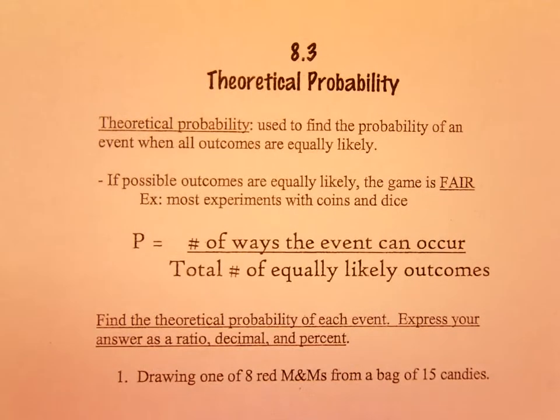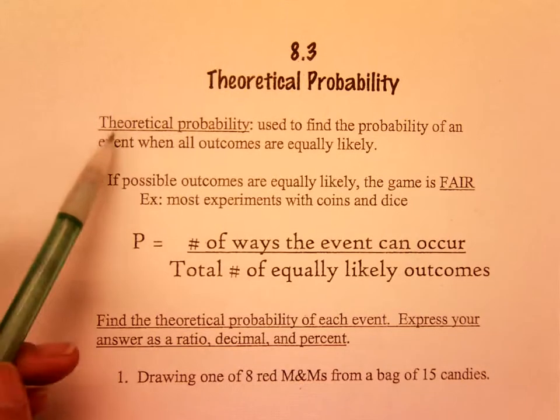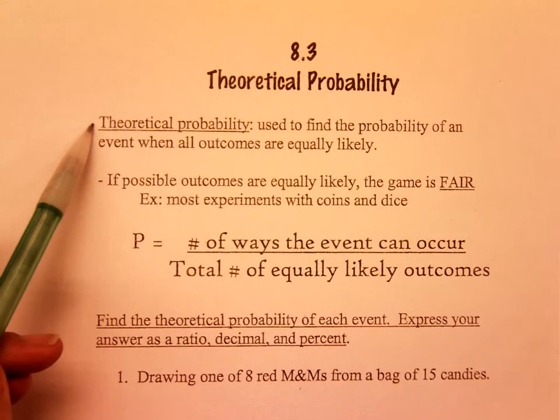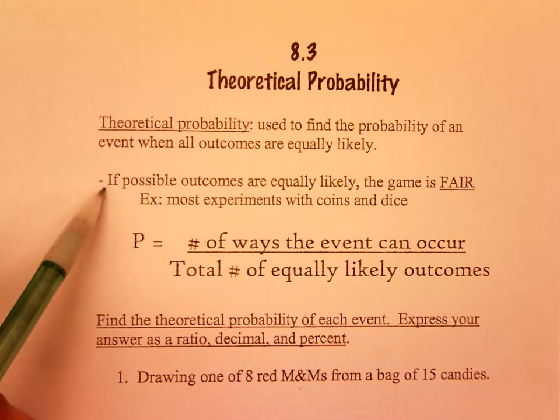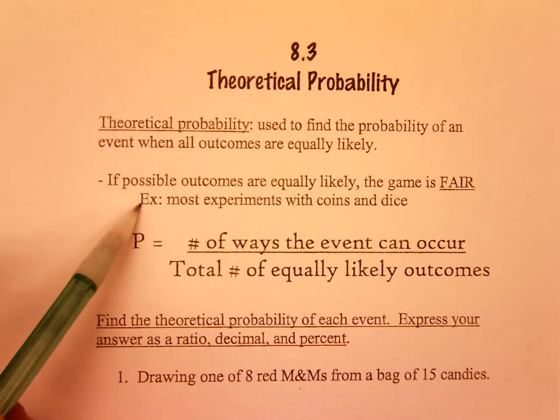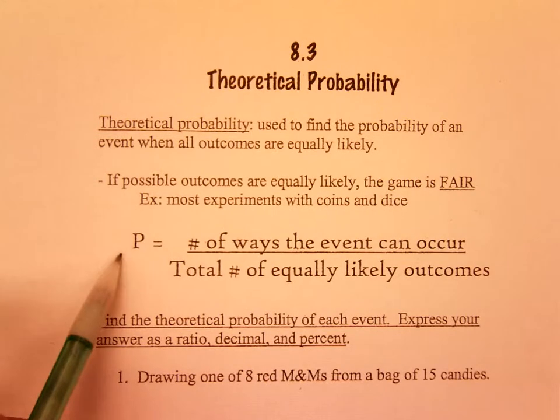So today's lesson is 8.3, Theoretical Probability. The definition of theoretical probability: used to find the probability of an event when all outcomes are equally likely. If possible outcomes are equally likely, the game is fair. Example, most experiments with coins and dice. So this is what you saw yesterday.